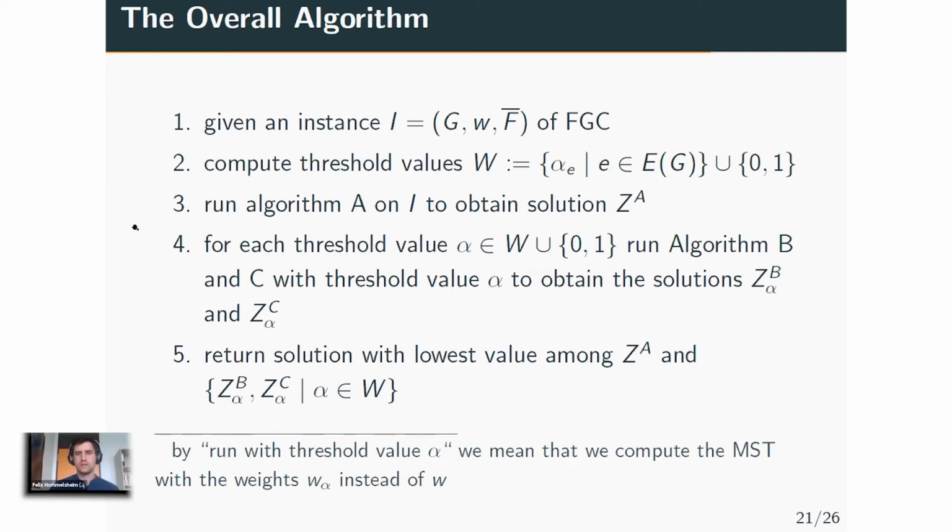So where was I? I think I was here at point 4. Yes. So for each threshold value alpha from these threshold values, we run algorithm B and C with threshold value alpha. What does it mean? By this we mean that we compute the spanning tree using the weights W alpha, and then make it feasible using either the tree augmentation problem or the two-edge connected spanning subgraph problem. Then we use the original weights W. And then finally, we simply return the solution with the lowest cost from algorithms A, B, and C.